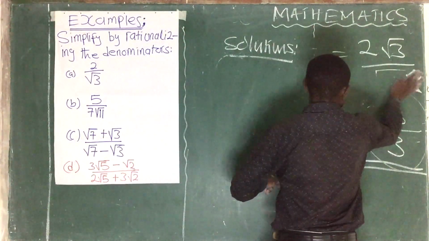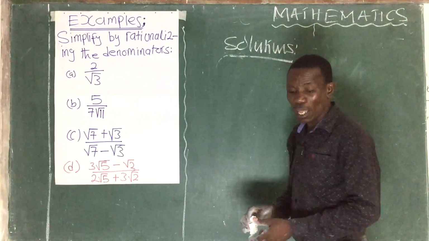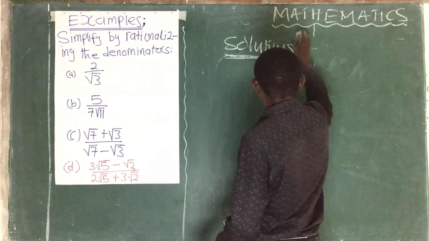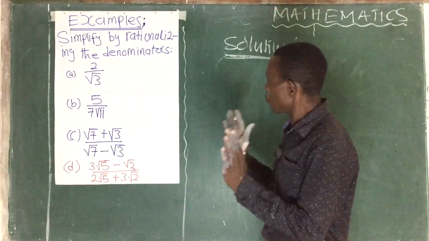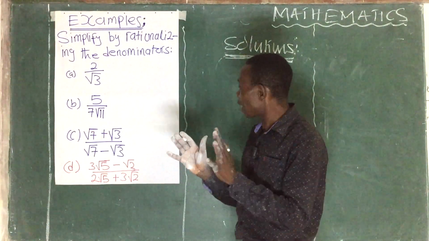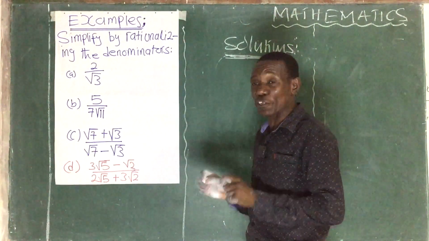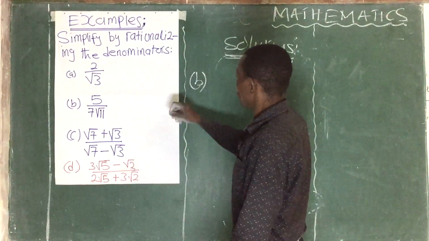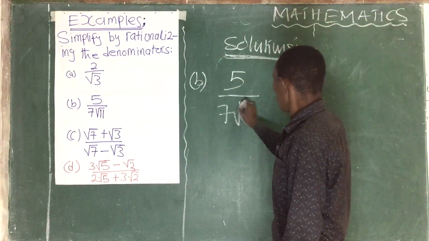So remember, as far as instructions or a set of procedures are given for a particular operation, no matter what type of fraction you might have in surds, the principles remain the same. You don't have to change the principles. If we say you multiply denominator and numerator by the conjugate, that should be maintained, no matter what type of denominator or terms you have in the fraction. The procedures should remain the same. Right, so for B here, we have 5 over 7 root 11.